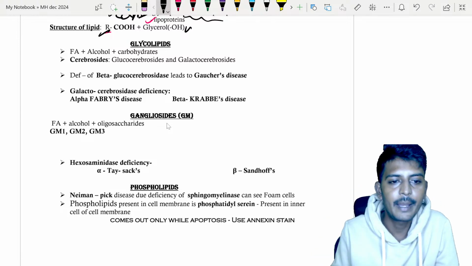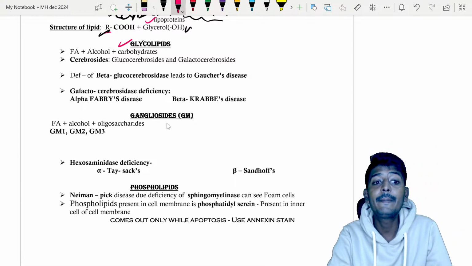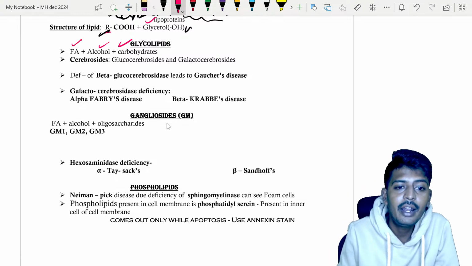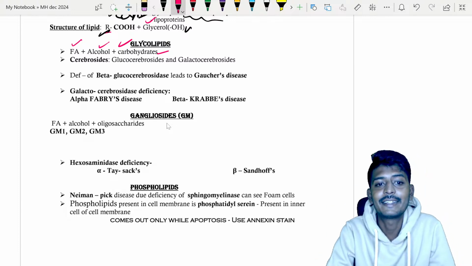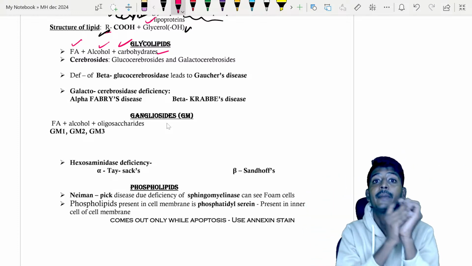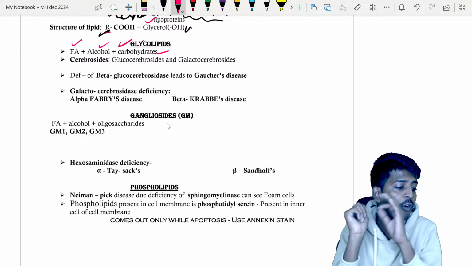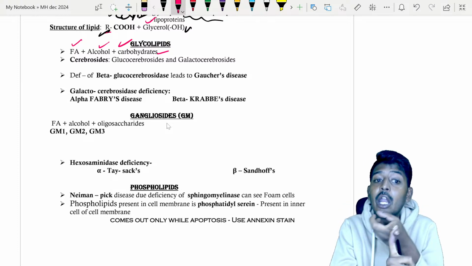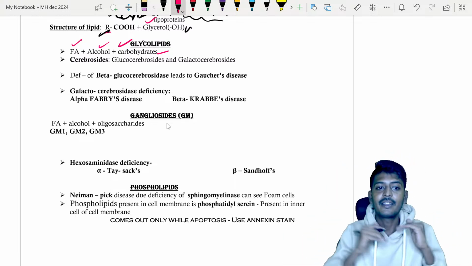So let's start off with the first type of lipid. What is that? Glycolipid. When we are speaking of glycolipid, it is composed of three things: fatty acid, alcohol, and a carbohydrate. So if carbohydrate is present, then we will call it glycolipid. In the glycolipid, which type of carbohydrate is that? That also matters, because we have multiple types of carbohydrate: monosaccharide, disaccharide, oligosaccharide, polysaccharide. So based upon which carbohydrate is there, we have further classification.